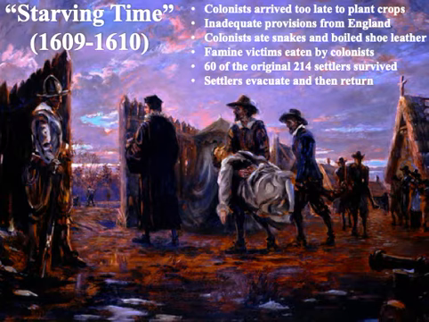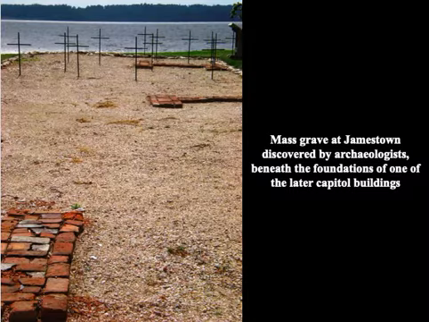There are inadequate provisions. The colonists have to resort to eating everything from snakes and eels to boiling their own shoe leather. There are some stories of victims of the famine being eaten by other colonists. Sixty of the original 214 settlers survive. It is a very high mortality rate in Jamestown. It's a death trap to actually go to Jamestown. Just recently, archaeologists discovered a mass grave of some of the victims of this starving time.